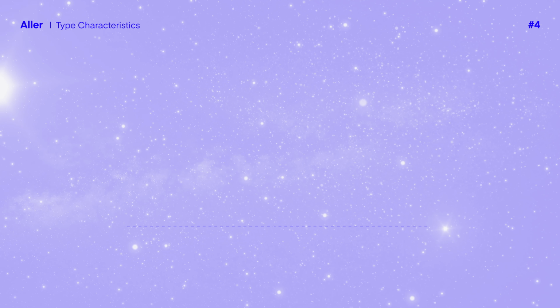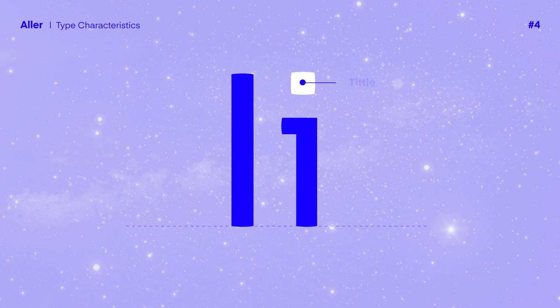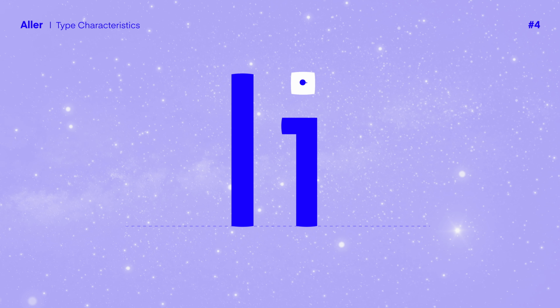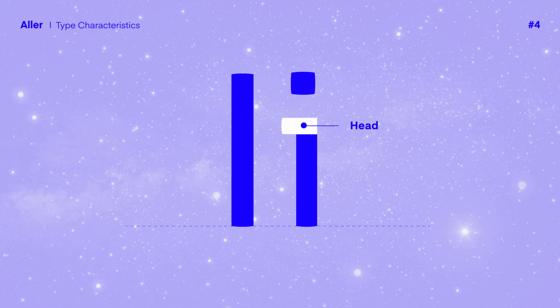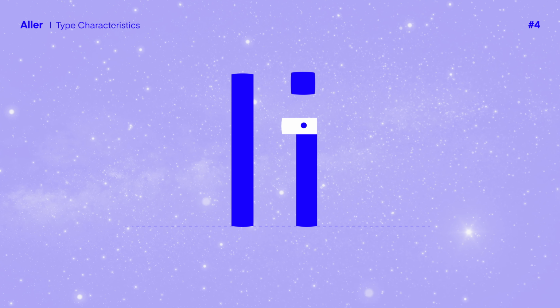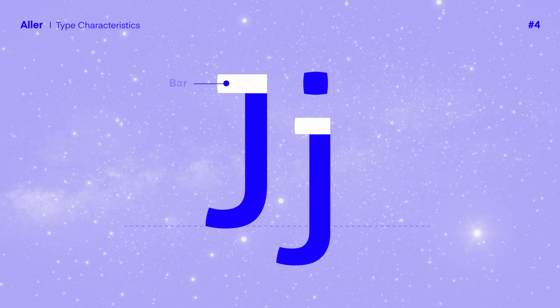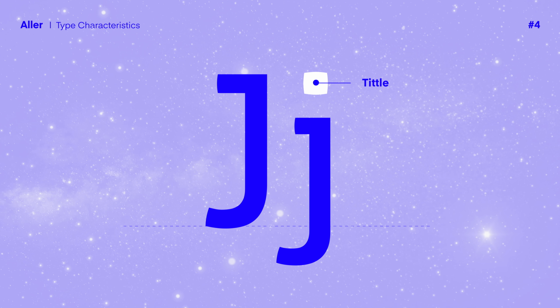For the letter I, we see a simple iteration of the capital, and for the lowercase, the tittle is a rectangle, rather than a circle, which is consistent throughout the typeface. In lowercase, at the top of the head, we also have a small protruding bar, which gives the typeface a distinct character. For the letter J, again we see a prominent bar on the top of the capital and lowercase, and with the lowercase we see the rectangle tittle again.